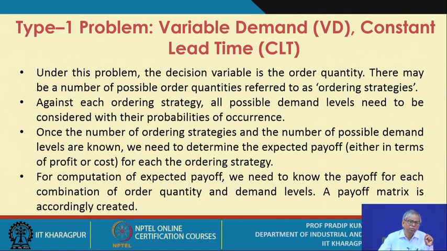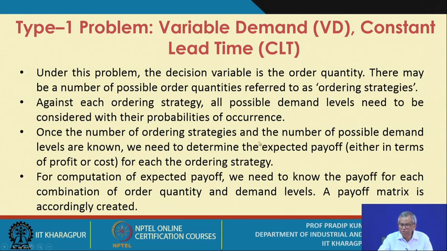That means when you place an order quantity of 1, then against the order quantity there could be a demand of 1, or the demand could be 2, demand could be 3, like this. Is it okay? It may continue up to a demand of 10. So against each ordering strategy, all possible demand levels need to be considered with their probabilities of occurrence. Is it okay? So the first condition is the probabilities of occurrence of the demand levels. Against the demand levels, you identify the possible order strategies.